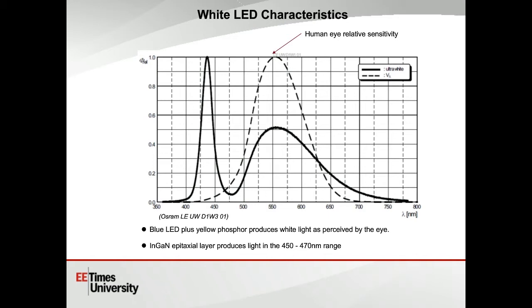So what we see is that current generation white LEDs use a blue emitting material overlaid with a yellow phosphor, and this resulting mixture of blue and yellow is seen by the eye as white. And you can see here there are 2 peaks to the white LED output. The first one is blue, and the second, broader peak corresponds to the maximum sensitivity of the eye. And the human eye relative sensitivity is superimposed there, so you can see what we're talking about.